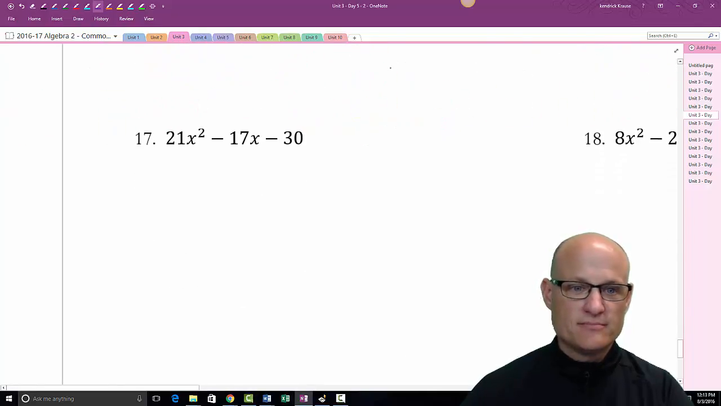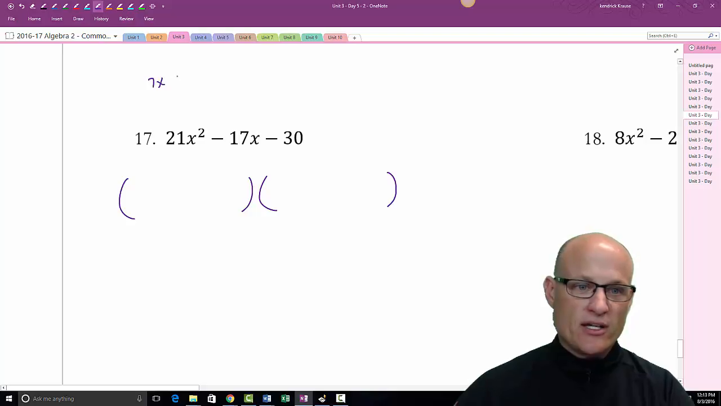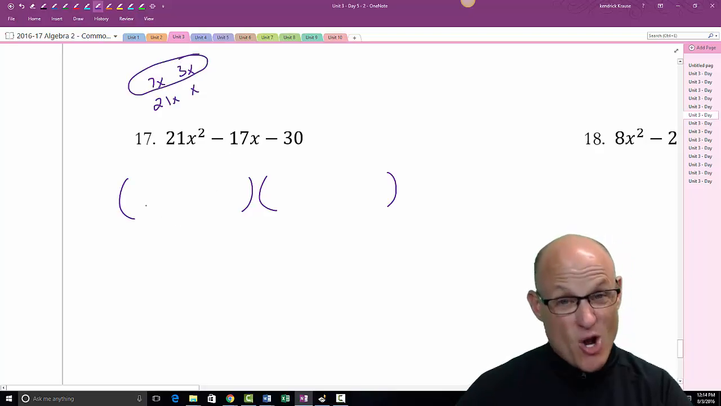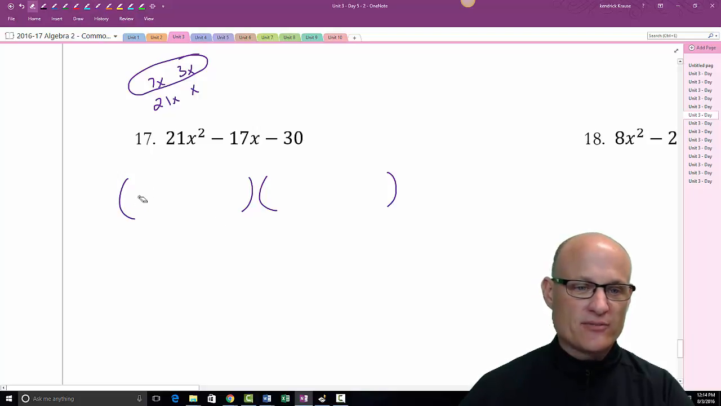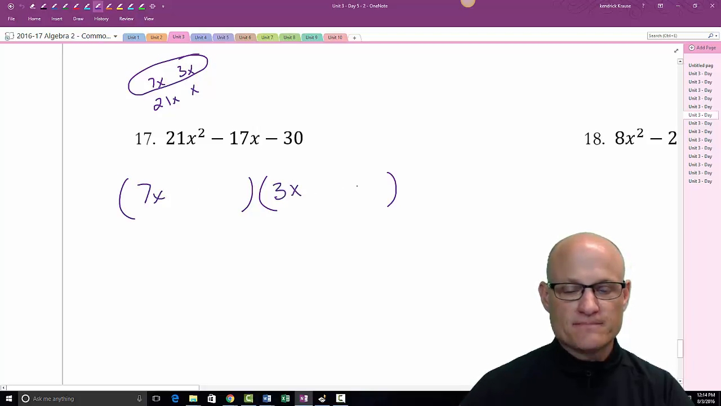We've got 2 left. Oh my goodness. All right. So there are 2 ways to multiply to 21. I can either use 7x and 3x or 21x and x. And again, I will always pick the ones that are closest to each other. Doesn't always work, but it works like 95% of the time. So I want 7x and 3x. Now the 2 numbers closest to each other that multiply to 30 are 5 and 6.